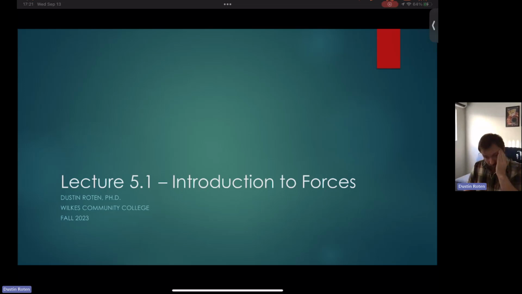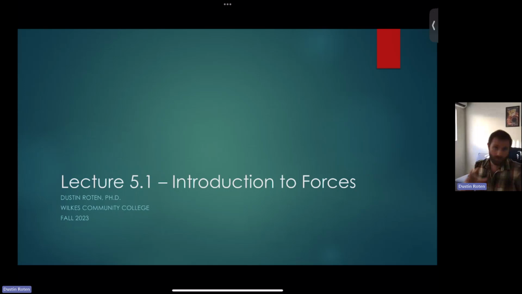So we're getting ready to start talking about forces. Essentially, what we've been doing with kinematics is talking about how things move through projectile motion or even just one-dimensional motion. So the idea with forces is that we're going to start talking about why things are moving the way they do.